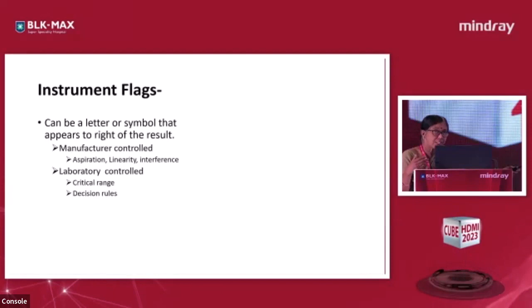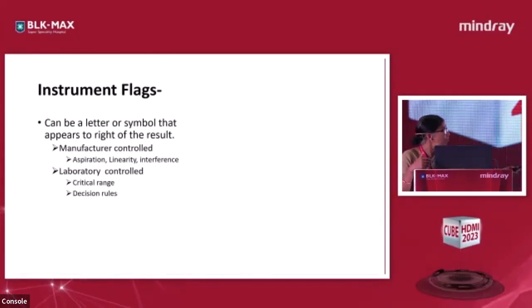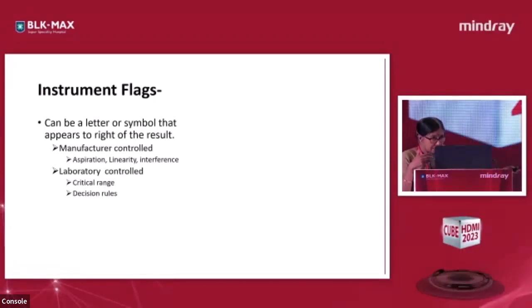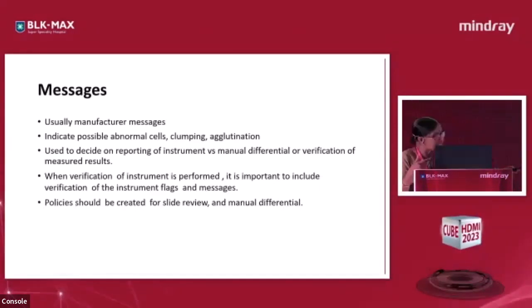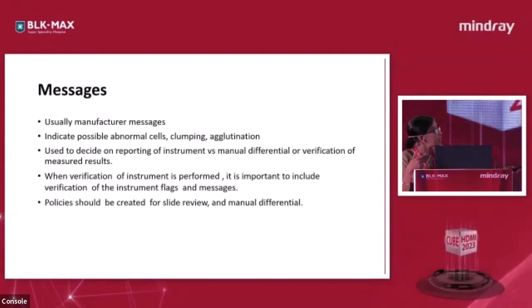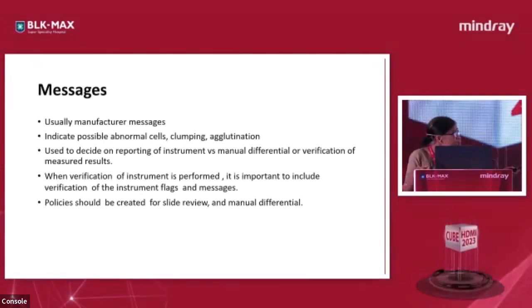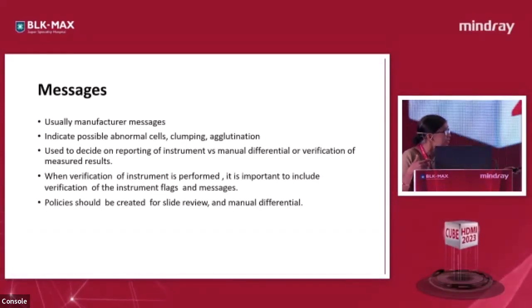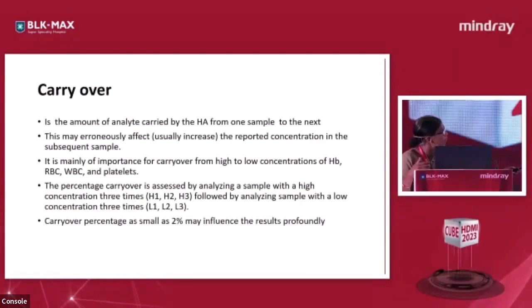So you could have manufacturer control flags which are already available to us, and laboratory control flags for critical decision making, with rules and critical ranges incorporated by the concerned laboratories. There are several messages that are provided to us, for example, abnormal cells, red cell agglutination, platelet aggregation, and so on. So laboratories using these analyzers should create policies for slide review and manual differential count.